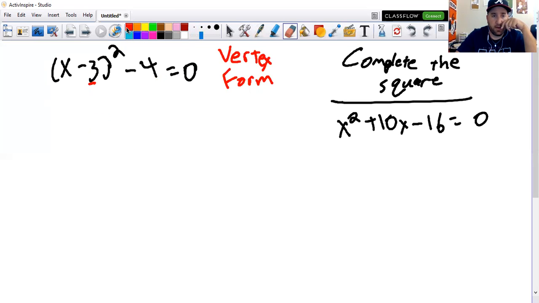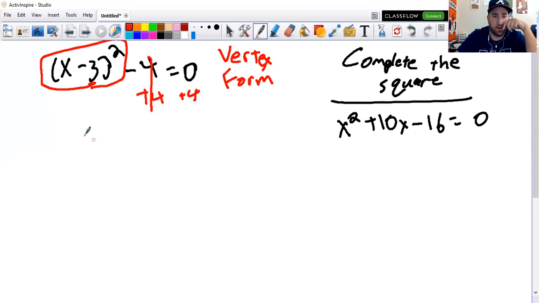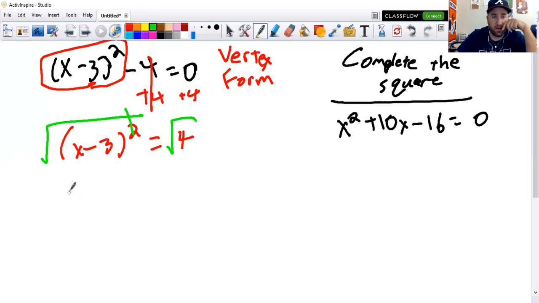Well, it's still kind of the same idea that whatever is being squared, I want to get by itself. So I add 4 to both sides. Gives me x minus 3 quantity squared equals 4. I can't touch this 3 until I get rid of the square. So I square root both sides to get rid of it. Leaves me x minus 3 on the left. Square root of 4 is 2, but again, we know it's going to be plus or minus.